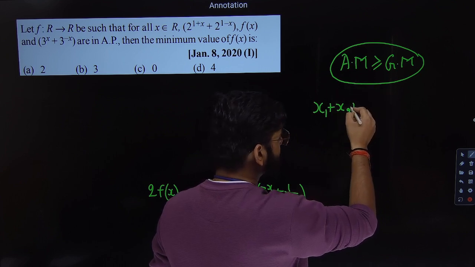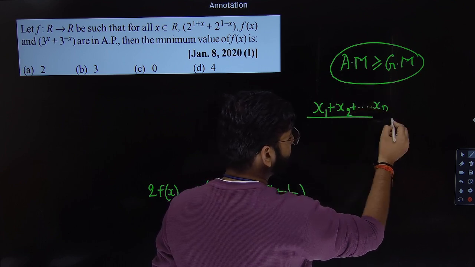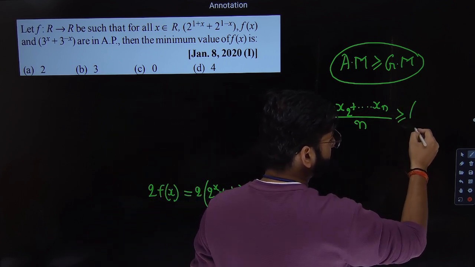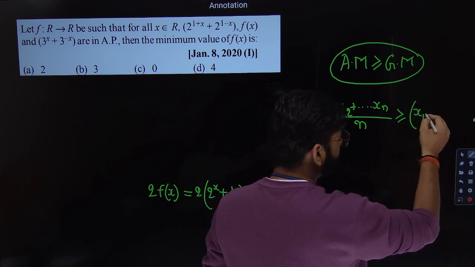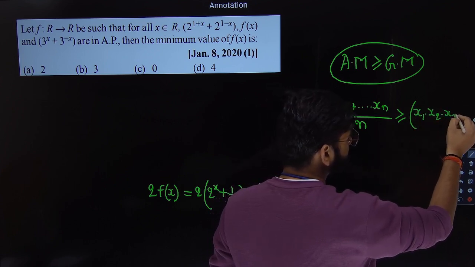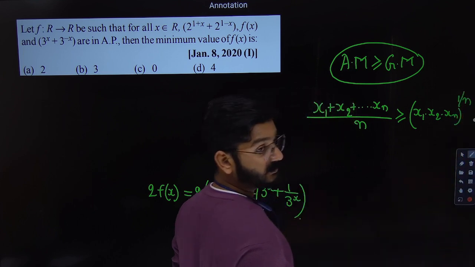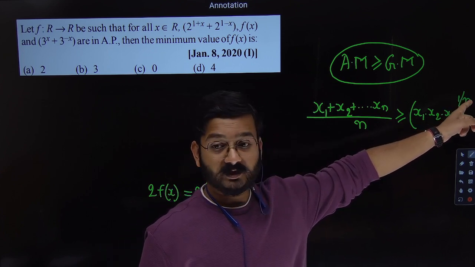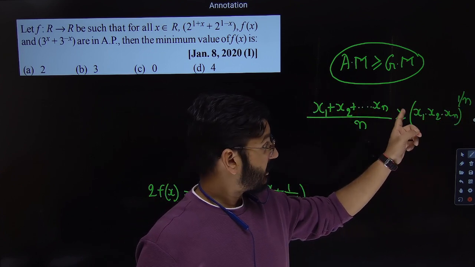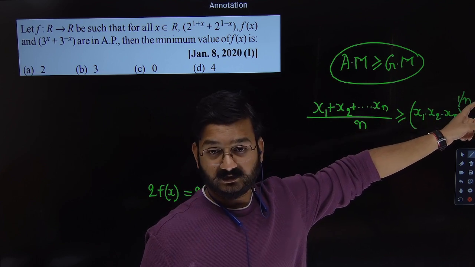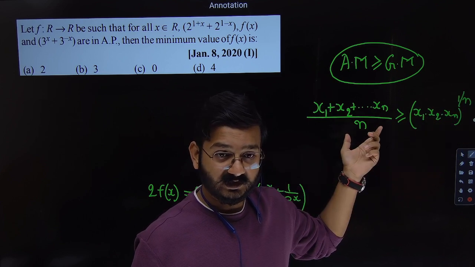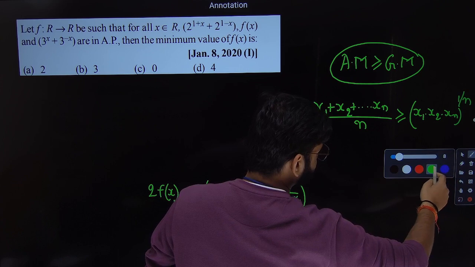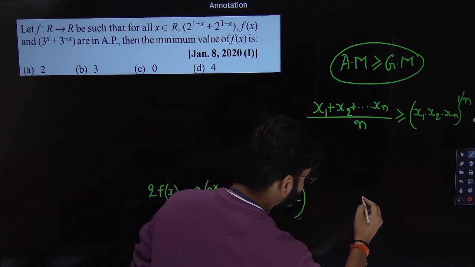Suppose you have n terms. The arithmetic mean of n terms is greater than or equal to the geometric mean. How to write the geometric mean? Multiply all the terms and take the nth root. If I have 2 terms, I will write (x1 times x2) to the power 1 by 2. If I have 3 terms, (x1 x2 x3) to the power 1 by 3. So this is called geometric mean. Is the funda clear? Anyone having doubt in this? If you recall your basics, I hope that you guys know this. We have derived this in grade 12.